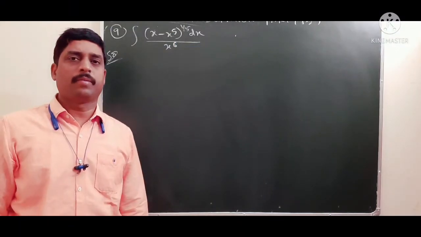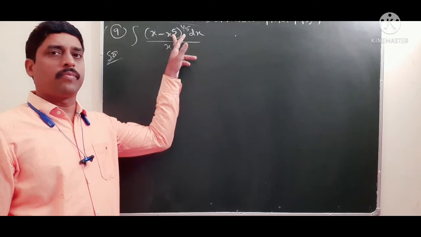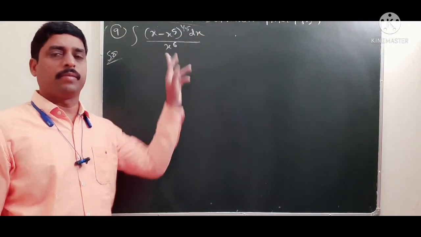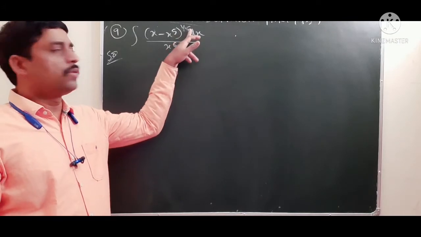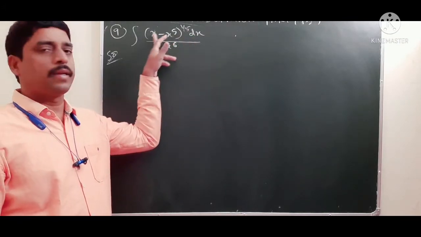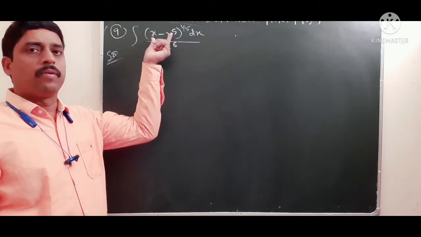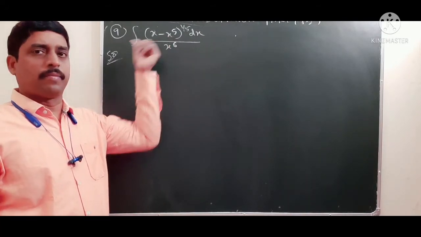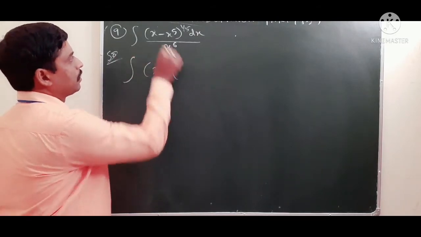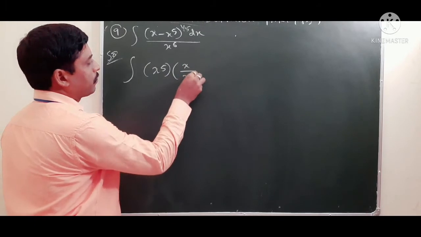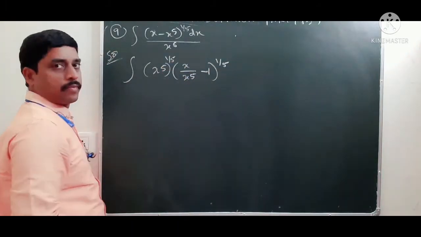Let us go to the next problem. Integral of x minus x to the power 5, whole power 1 by 5, dx by x to the power 6. In this problem, the fifth root of x minus x to the power of 5 is there. So take x to the power 5 out common: x to the power 5 into x by x to the power 5 minus 1, whole power 1 by 5, dx.